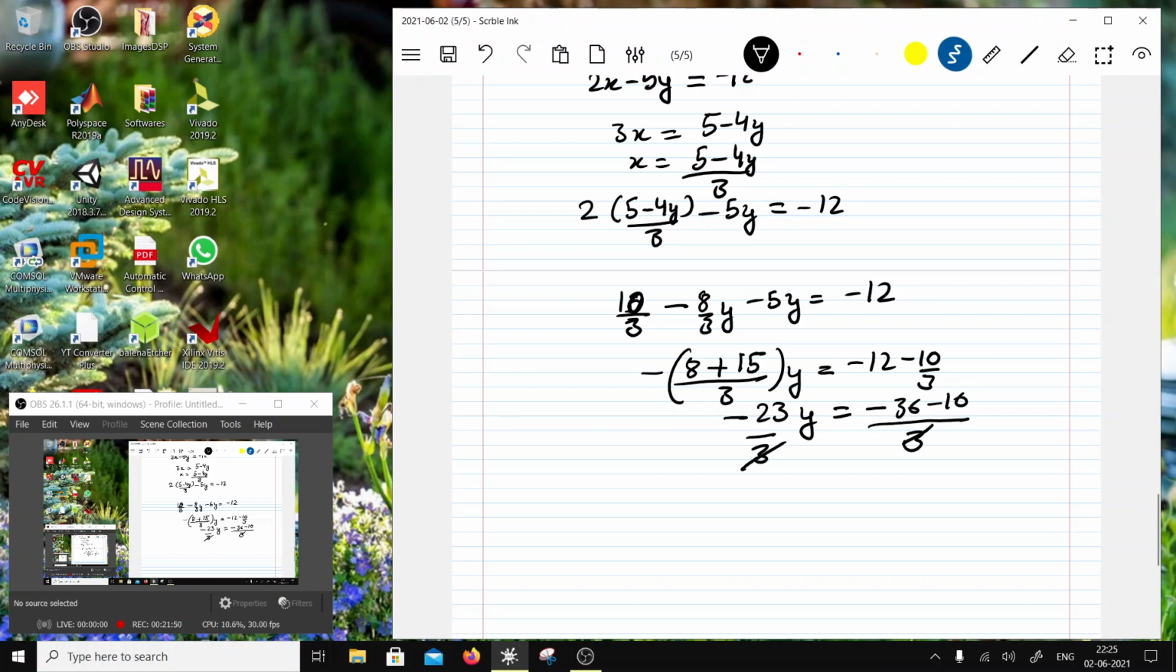So 3 is going to cancel. So I would have 46 minus 46 equal to minus 23y, or y equal to 2. Correct?